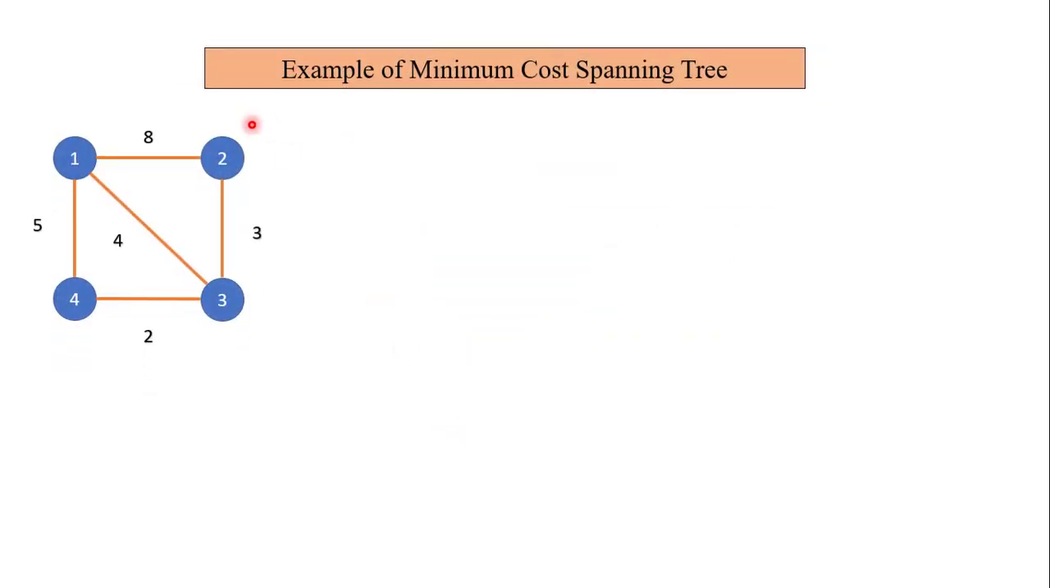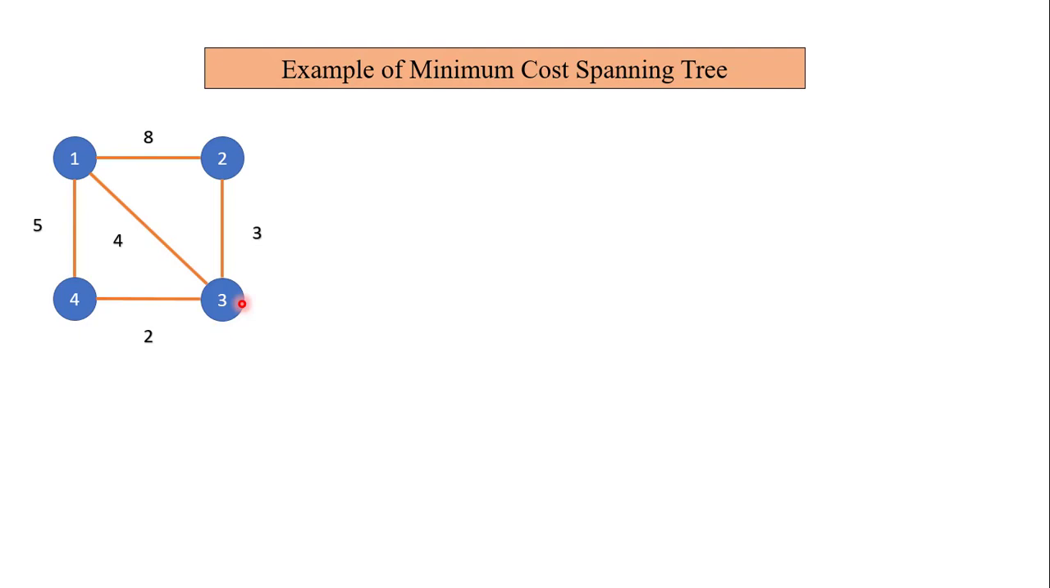This is the given graph. The given graph has four vertices, one, two, three, four, and there is no direction, that's why I say this is undirected. And there is some other information about the edges, which is weight. So it is a weighted, undirected, connected graph, because all the vertices are connected.